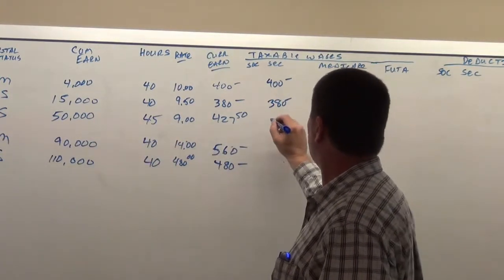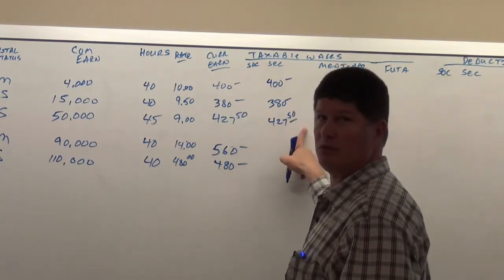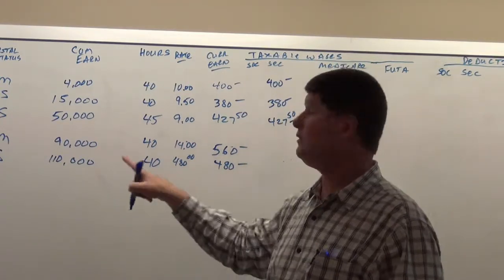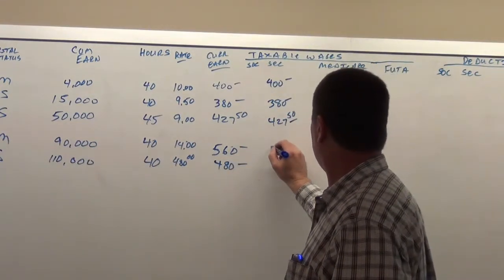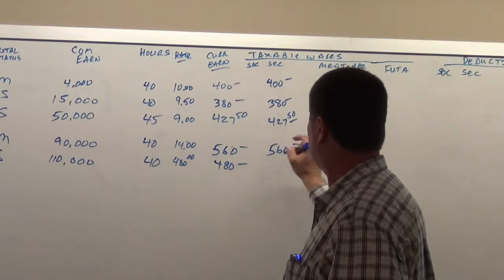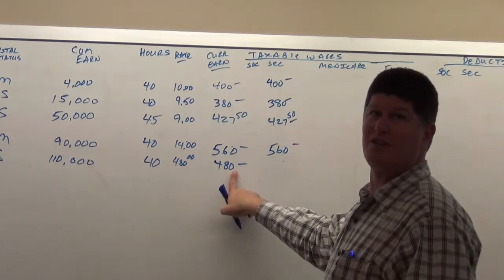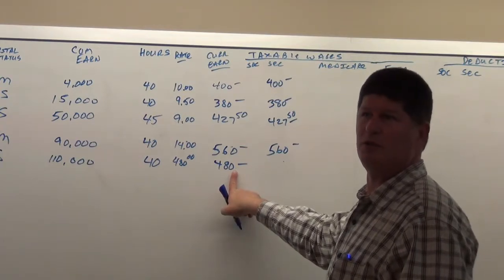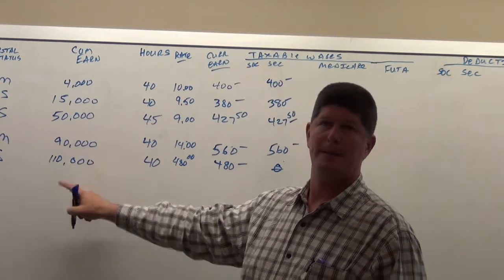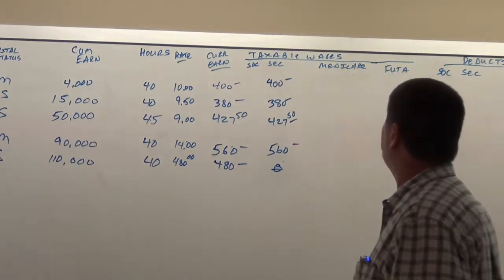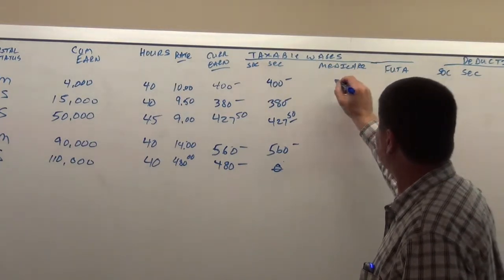Everybody see that? Okay, so Rodriguez, 15,000 plus 380, the whole 380 is subject to Social Security tax. 50,000 plus 427.50, the whole 427.50 is subject to Social Security. 90,000 and 560, we're still under 106. And 110 and 480, how much of this is subject? Zero, right? Because it's all over 106. They went over before. Good? Okay. Medicare, by definition, there is no limit, so it's all taxable.